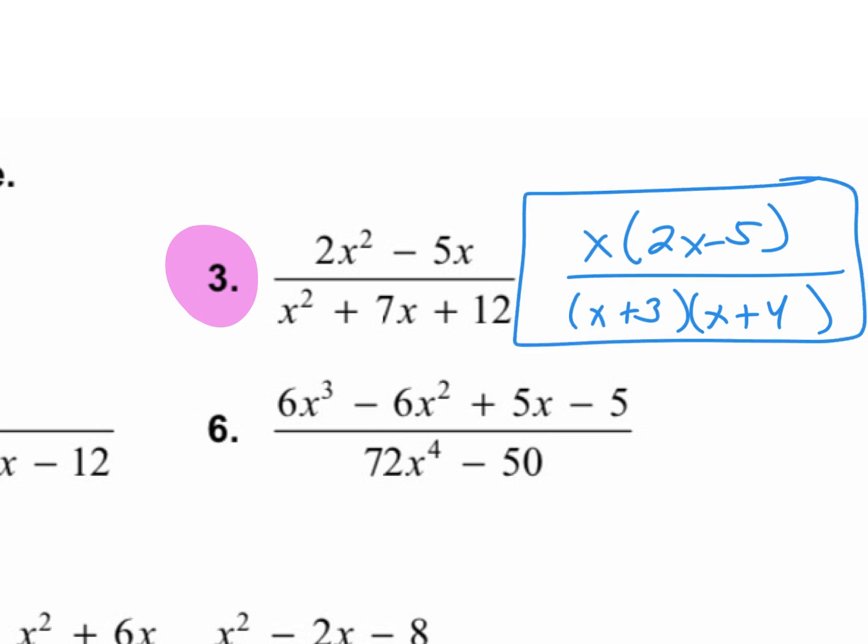All you did was just factor the numerator and the denominator, but there's nothing that they have in common, so there's nothing to cancel out. That is an okay answer. Don't second guess yourself and say, what did I do wrong? I can't figure it out. There's nothing wrong. That was fine.